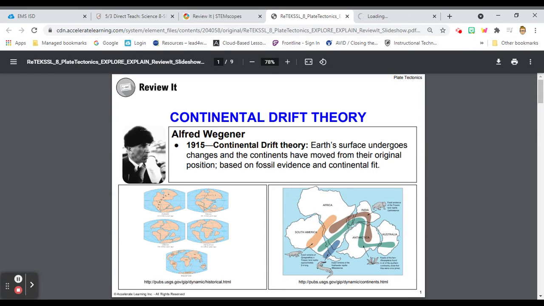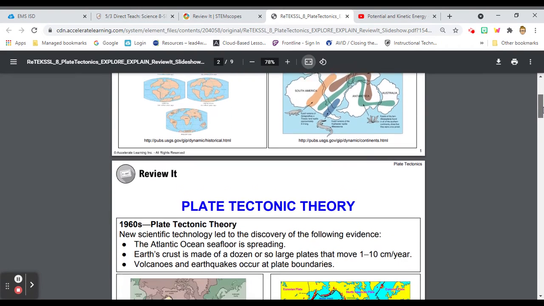We're going to learn about plate tectonics. So there's some theories that lead up to it. First of all, it's continental drift theory. Alfred Wegener proposed the idea that the continents all once fit together in a giant landmass called Pangaea and had tons of evidence to support it. He just couldn't explain how those plates were moving.